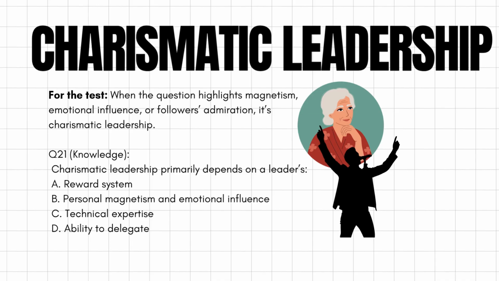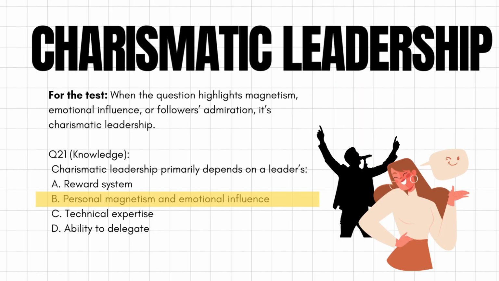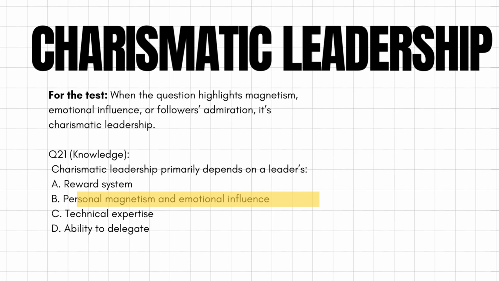Question. Charismatic leadership primarily depends on a leader's: A. Reward system. B. Personal magnetism and emotional influence. C. Technical expertise. D. Ability to delegate. The answer is B. Personal magnetism and emotional influence.